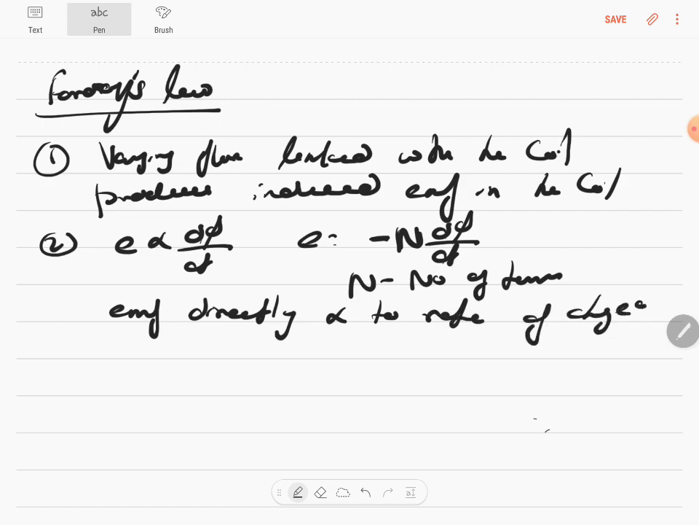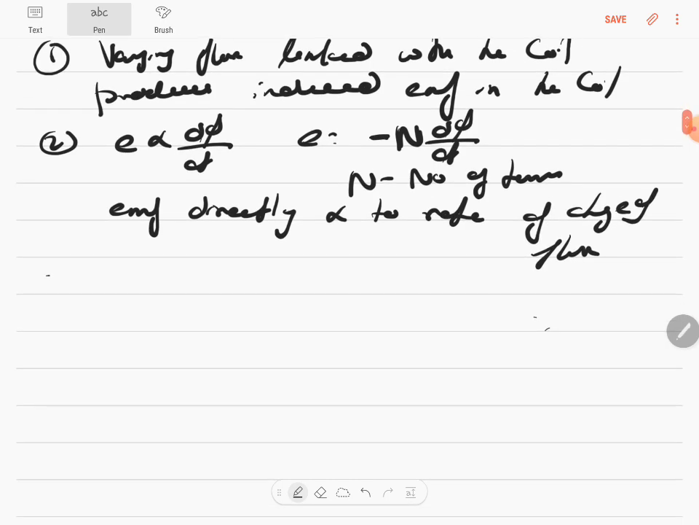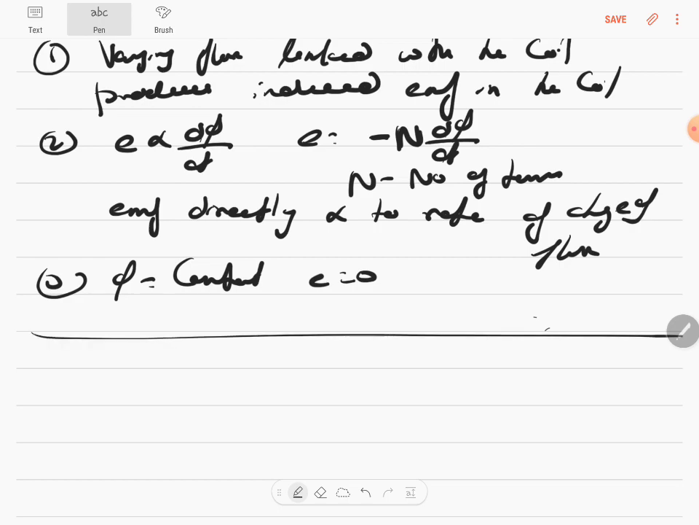Third point: if flux is constant, the EMF induced will be 0. Obviously the differentiation of a constant is 0, so that makes sense, correct? So this is Faraday's law.